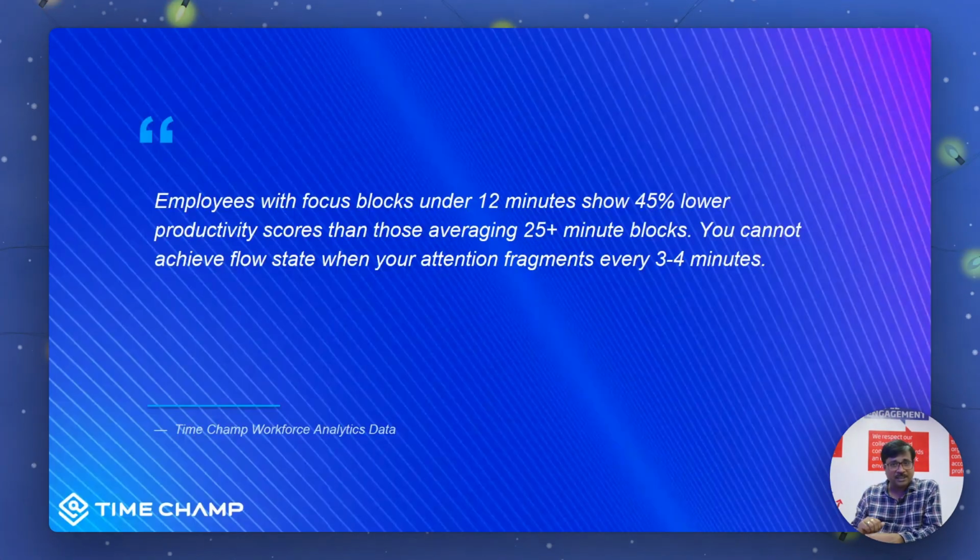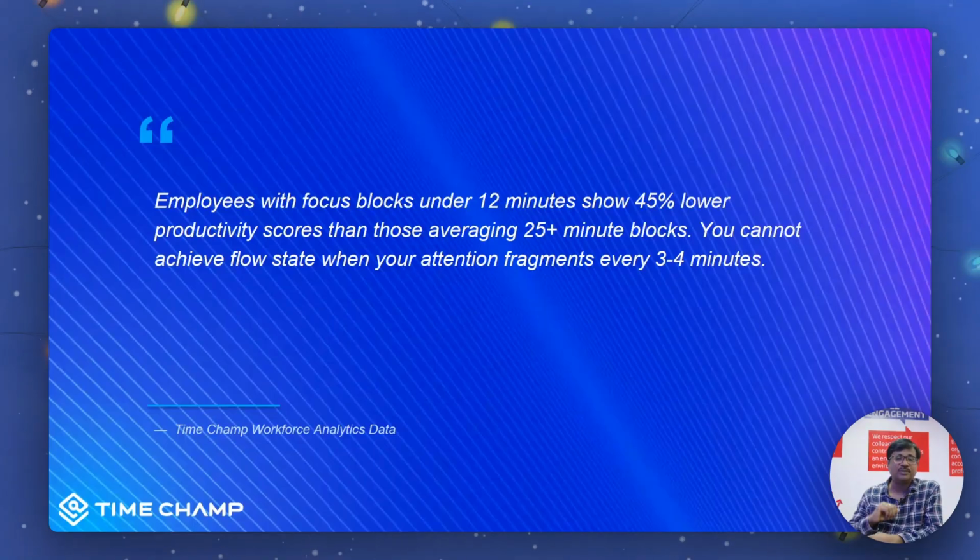And the biggest culprit is, any guesses? Please chat in the comment box. I am revealing it. It is communication tools. Our tracking data shows employees check Slack, Teams, and email at what frequency? Every 6 minutes on average. Every 6 minutes on average, friends. That constant interruption completely prevents deep work.